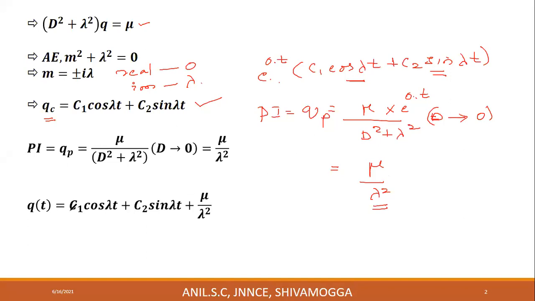Now write the general solution. General solution q of t is equal to c1 cos lambda t plus c2 sin lambda t. This is the complementary solution, plus the particular integral, mu divided by lambda square. This is the solution, q of t.